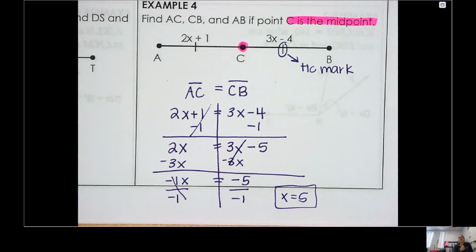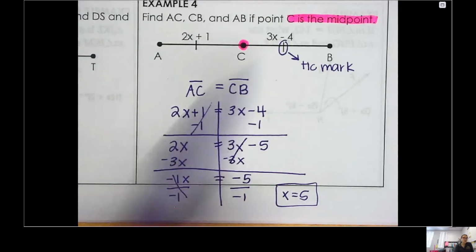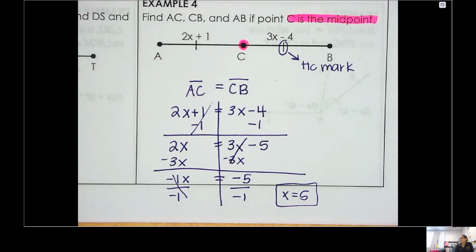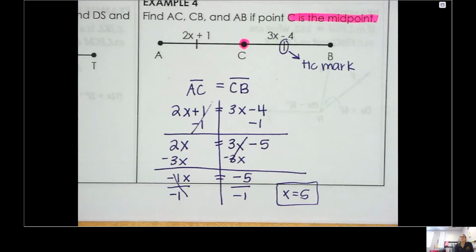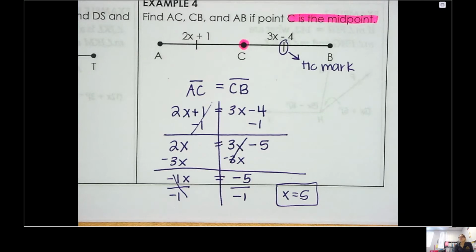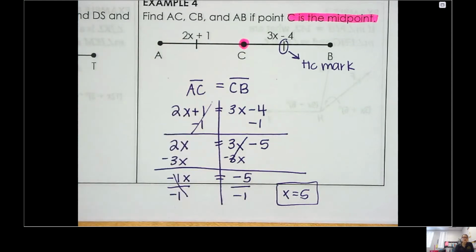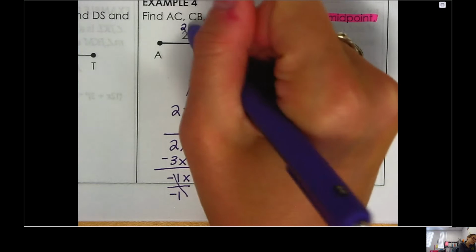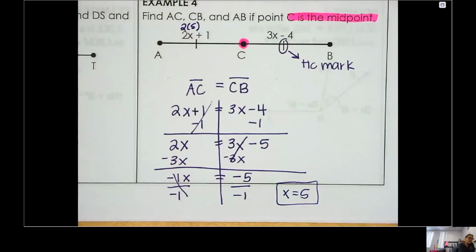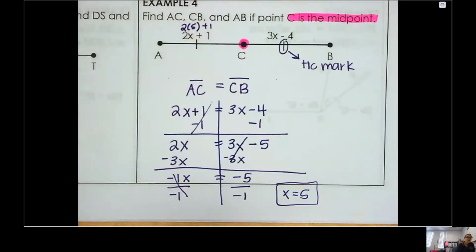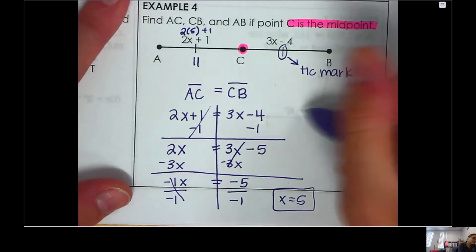Now, be careful. Actually, think logically. Do I have to plug it into both of these? No, why not? One side is the other side. Yes, they're exactly the same thing. So plug it into the one that's easier. Which one's easier? This one's way easier. Plug it into this one. So 2 times 5, 10, plus 1 is 11. So AC is 11.